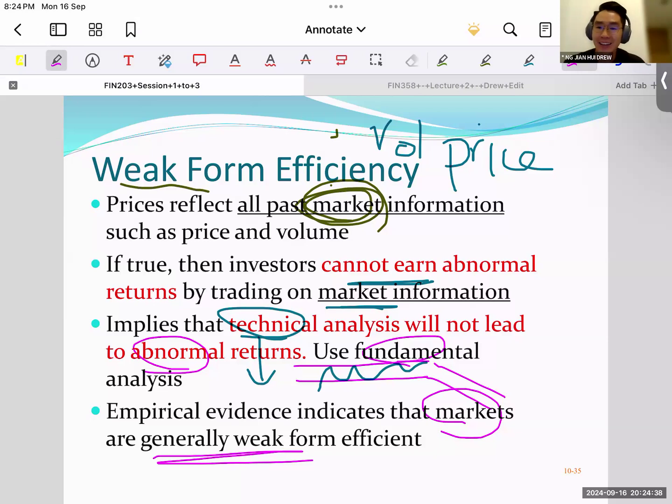I'll just pause for a short while. Any questions regarding these three forms of the market? All good? Any questions? Yeah.